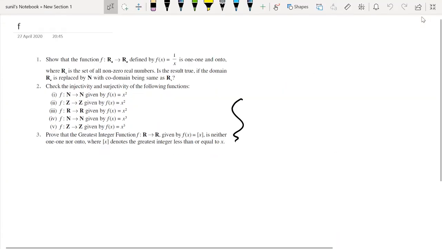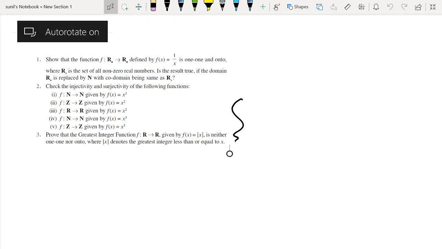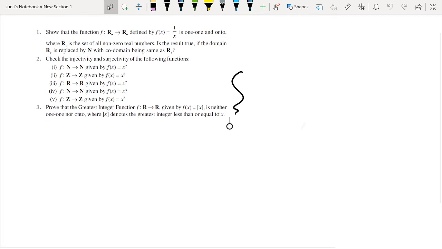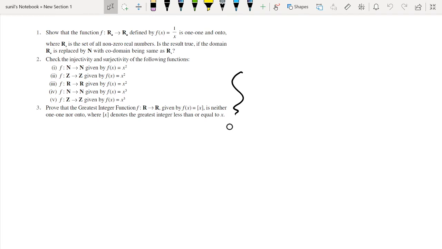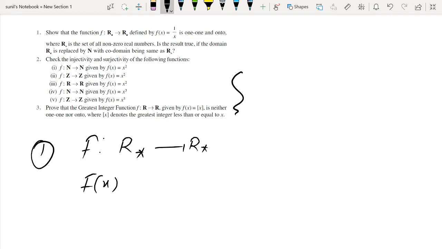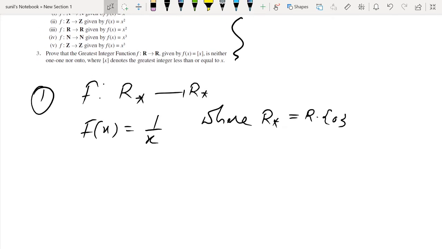So, students, today I'm going to discuss the various types of functions with you. Now, try to understand what a function is. Now, see, here in the first part, we have the question: f from R star to R star, f(x) equal to 1 by x, where R star is R minus 0. We have to prove that it is 1-1 and onto.